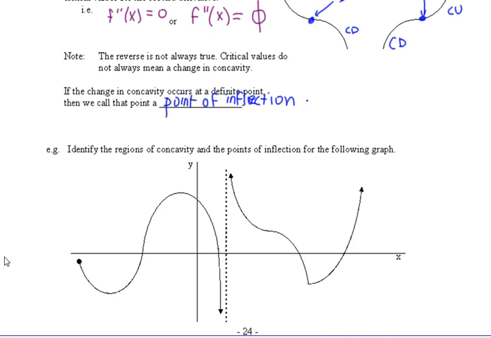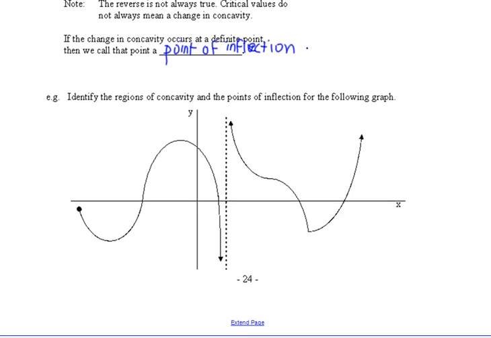Okay, so I was going to write this all out, but to determine concavity, find the critical values of the second derivative by setting it equal to 0, then test on the number line. You know how to do that, right? Okay, so let's look at this graph. I'd like you to identify the regions of concavity and the points of inflection. You're going to estimate.